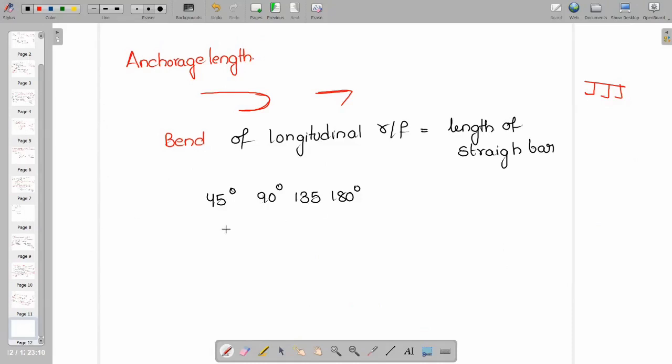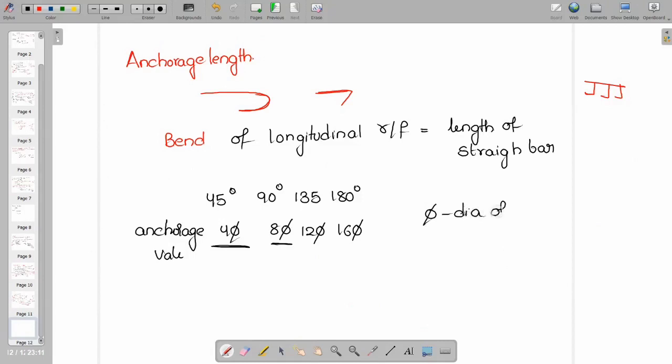Sir, if the bend is 45, 90, anchorage value. Anchorage value is something like development length also. In this case, it will be equal to 4 times φ, 8 times φ, 12 times φ, and 16 times φ. This is the anchorage value, where φ is nothing but the dia of bar. Okay, sir?